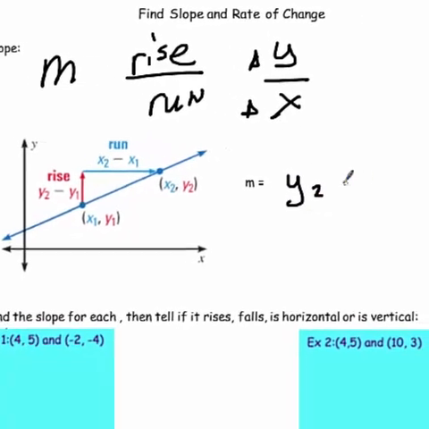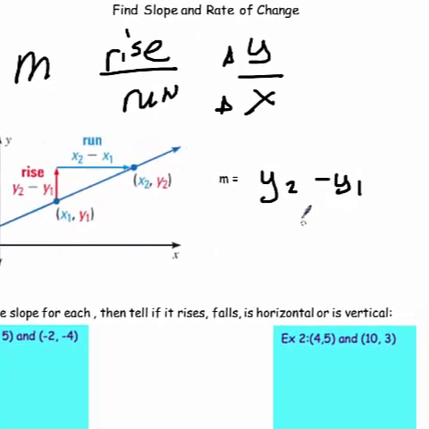And sometimes we use this abbreviation: y2 minus y1 over x2 minus x1. So all that means is just the difference in the y's divided by the difference in the x's.